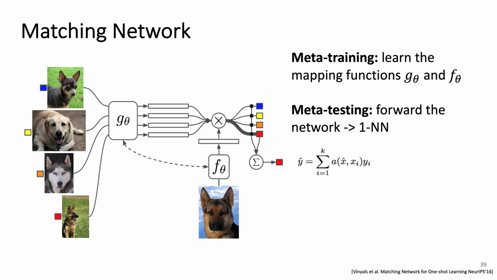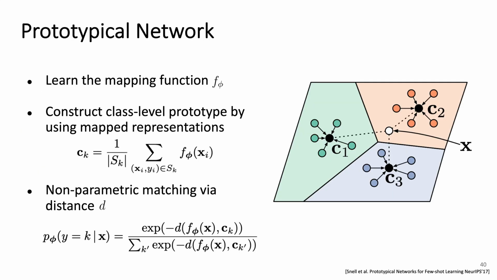In the traditional matching network, they focus on the one-shot learning process. So in the support set, for each class, they only have one image, and in the query set, they want to compare with each image in the support set. How to deal with few-shot learning, where each class has several samples? Here is another representative method for metric-based meta-learning, the prototypical network.